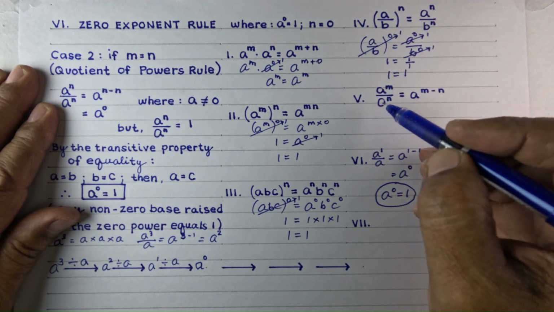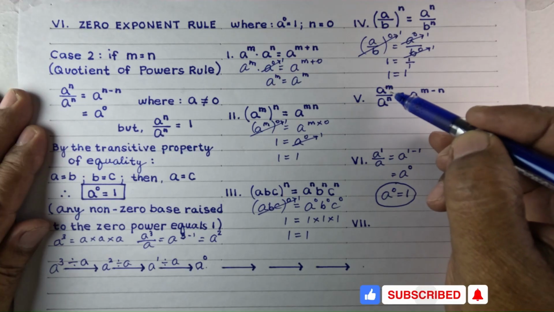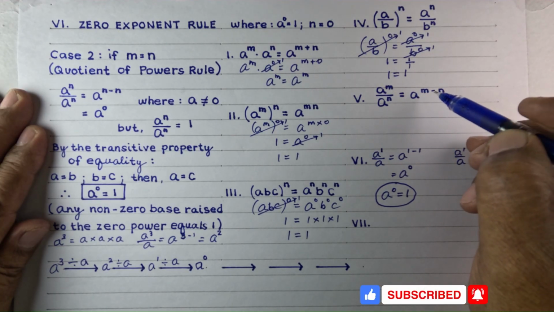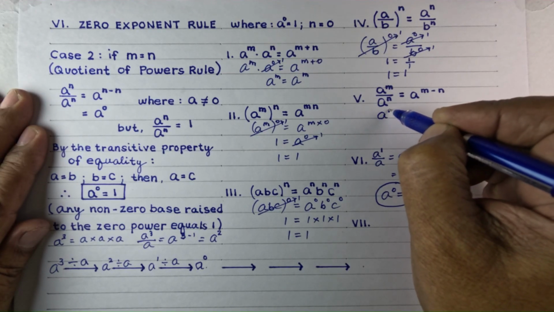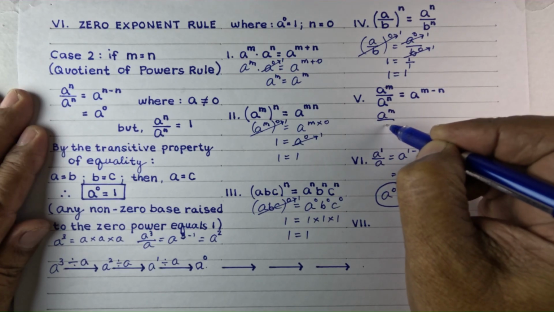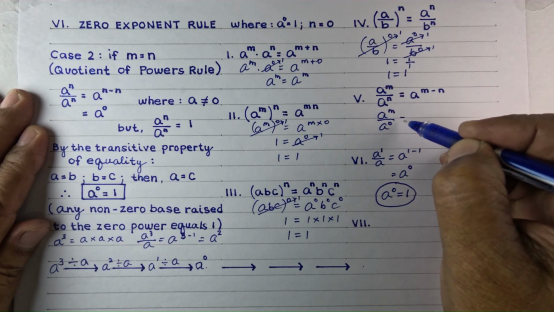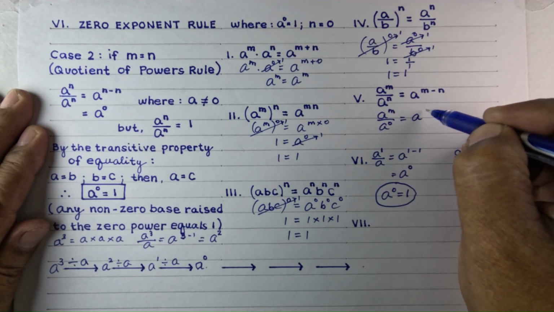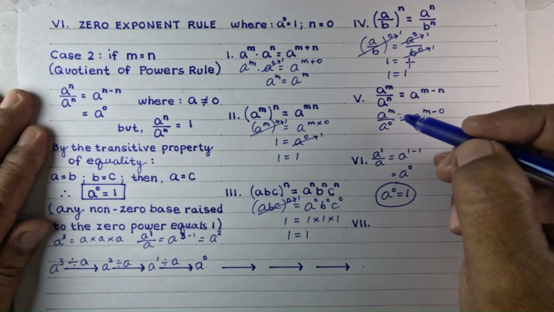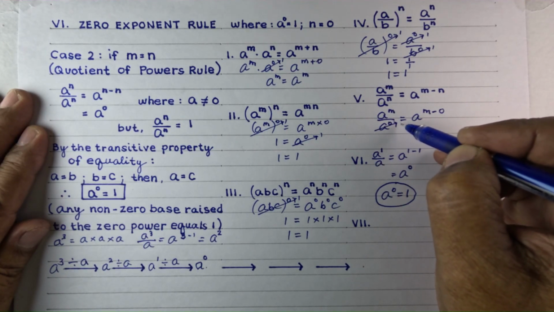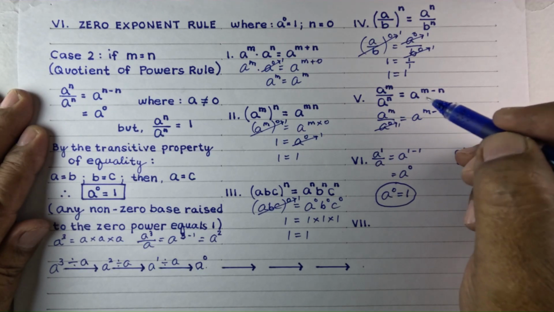Then they tried it against the fifth law, which is the quotient of powers rule. That's a to the m over a to the n equals a to the power m minus n. So this becomes now a to the m over a to the 0 power, because they set n equals 0. And that's equal to a to the power m minus 0. But a to the 0 equals 1. So this is now a to the m over 1 equals a to the m.